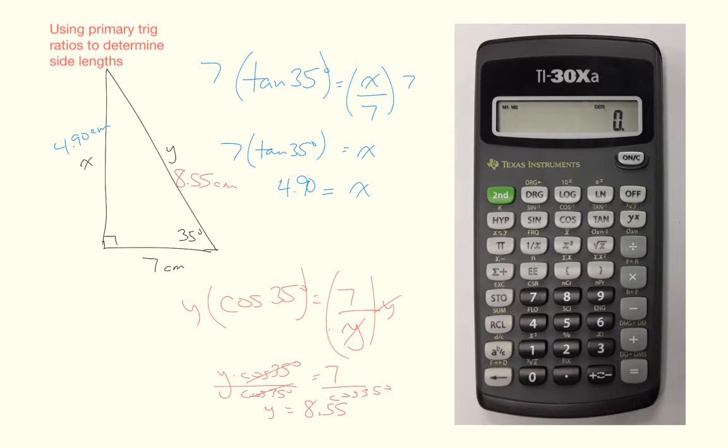So I promise this will be an important skill both this year and next year, finding side lengths using trig ratios once you know an angle in a right angle triangle. And that's it for now. Next thing you will see in a new video will be how to work backwards and find an angle once you know some side lengths.